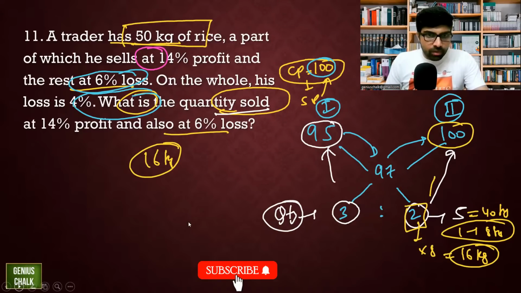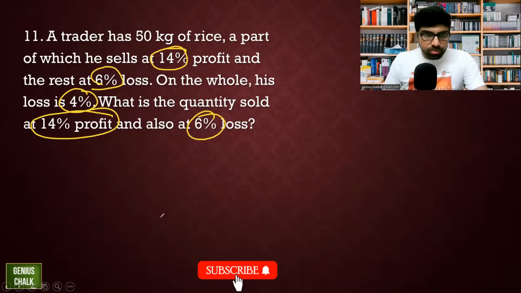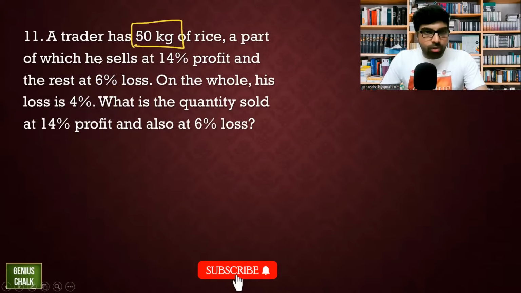Afterwards, a trader has 50 kg of rice, a part of which he sells at 14% profit and the rest at 6% loss. On the whole, his loss is 4%. What is the quantity? Sold at 14% profit and also at 6% loss. So total is 50 kg of rice, a part of which he sells at 14% profit. Okay. Let's say the cost price overall is 100. The first part he is selling at 114.